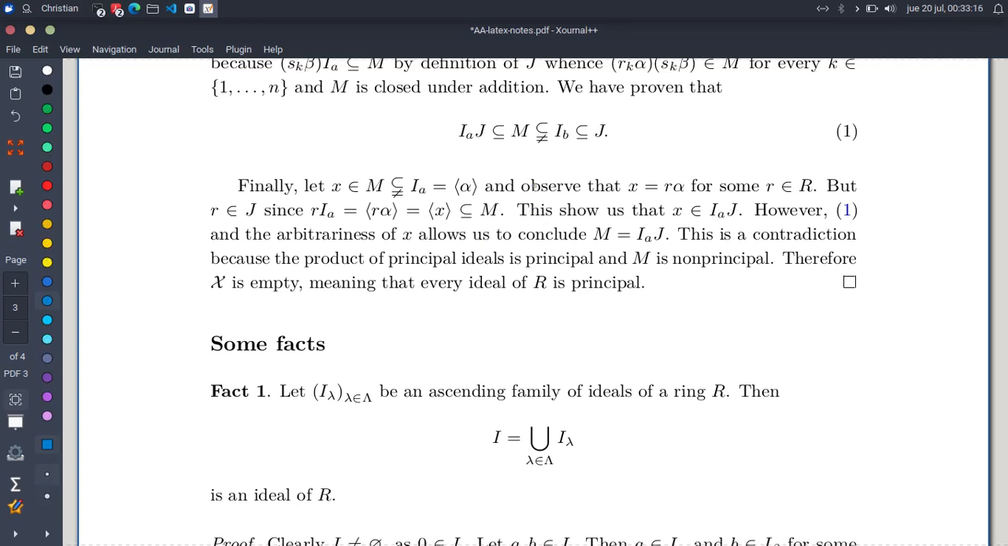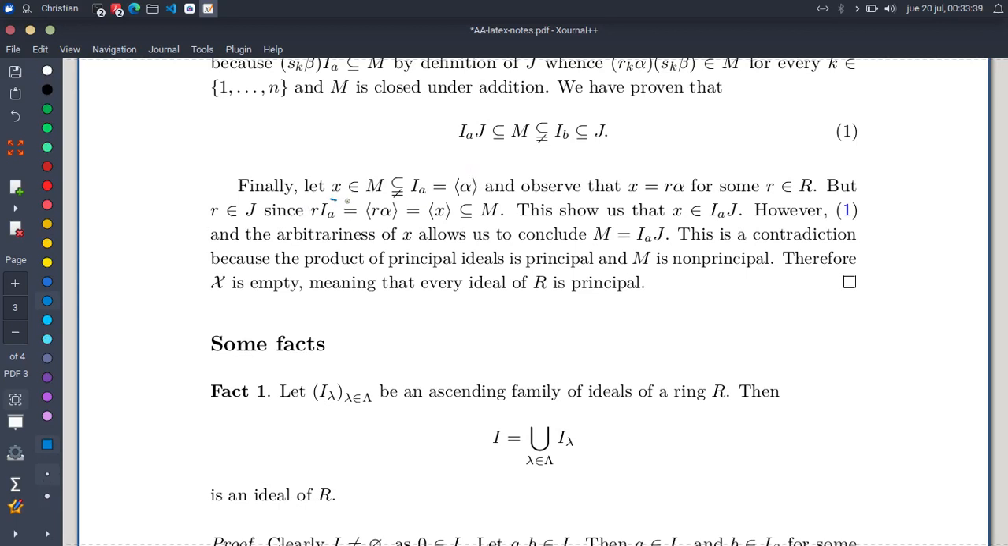Finally, we produce a contradiction by showing the reversed inclusion in here. That will be a contradiction because the product of principal ideals is principal, and since we will prove the equality, we will be saying that M is principal, which is a contradiction to the fact that M is a non-principal ideal.